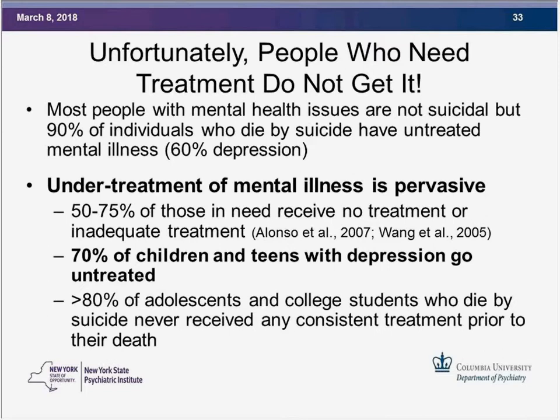It's estimated that somewhere between 50 and 75% of adults who need treatment get no treatment. For children and teens, about 70% of them that have depression don't get treatment. And for more than 8 out of 10 of our adolescents and college students who have died from suicide, we have never seen them getting any consistent treatment prior to those deaths.